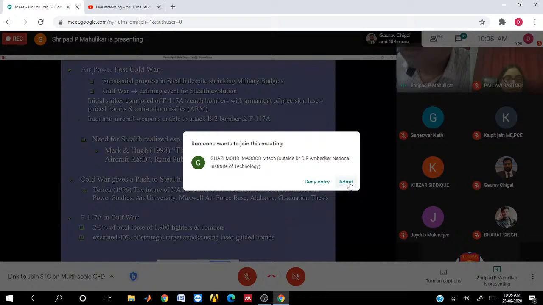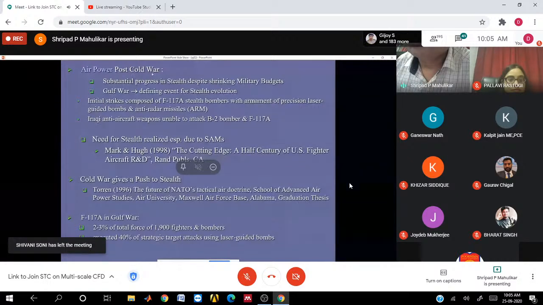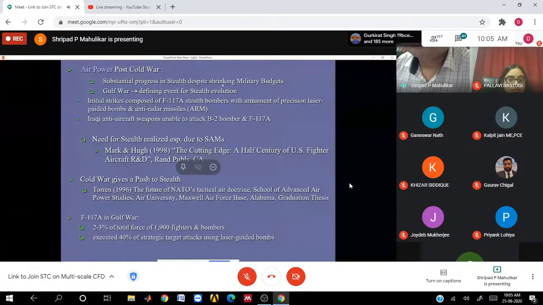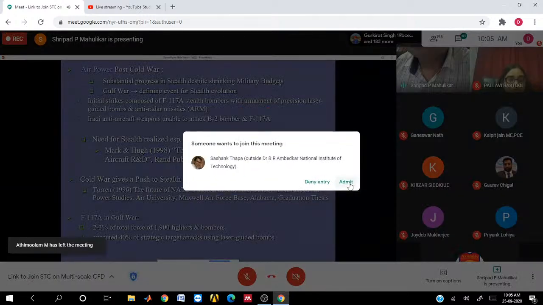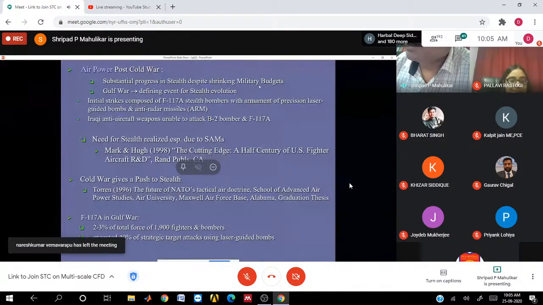Now, this slide, we are still discussing the immediate past, air power after the Cold War. There has been substantial progress in aircraft stealth in spite of a shrinking military budget. Shrinking military budgets might have shrunk other aspects of military technology, but not stealth.